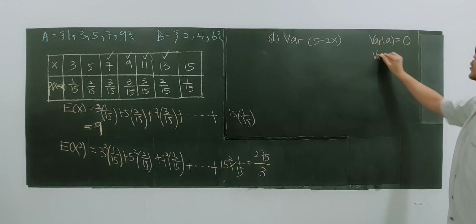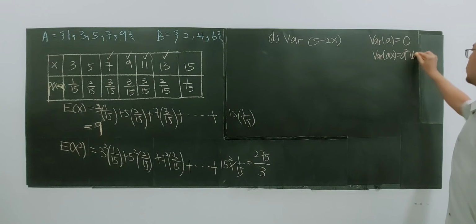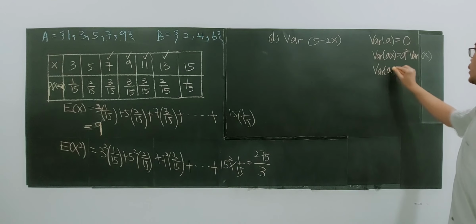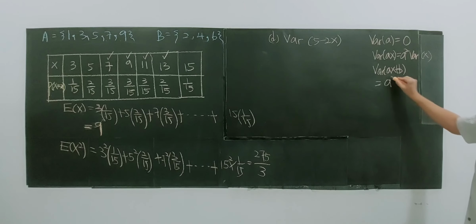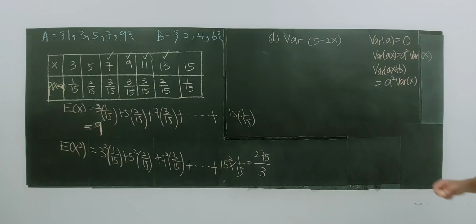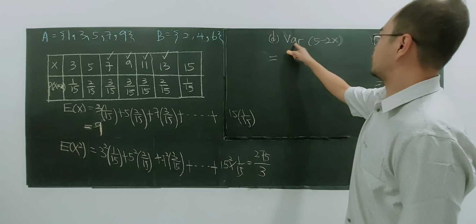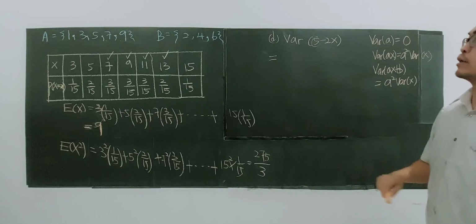If you have variance of aX, based on the property, you have a to the power of 2 times the variance of X. Same thing also, if you have variance of aX plus b, you just follow this: variance of aX, you will have a to the power of 2, variance of X. And variance of b, it is a constant, you're getting 0. So for this case, variance of 5, according to this, you are getting 0.